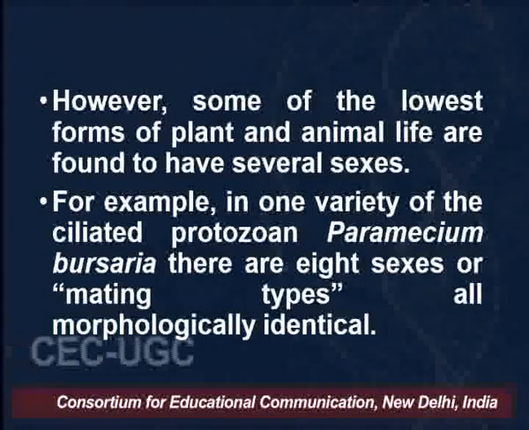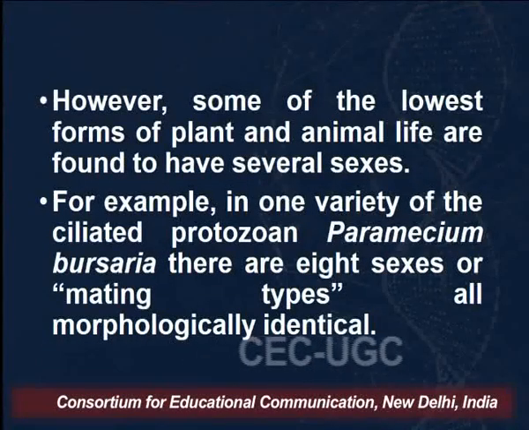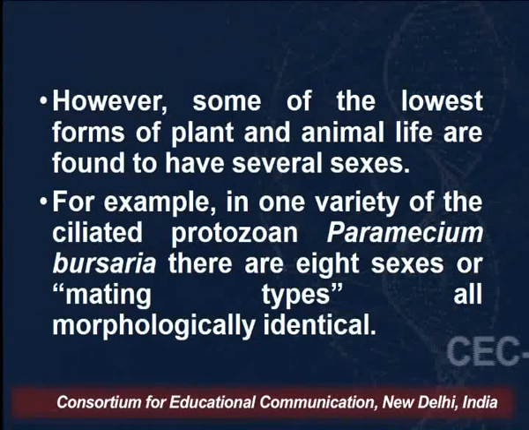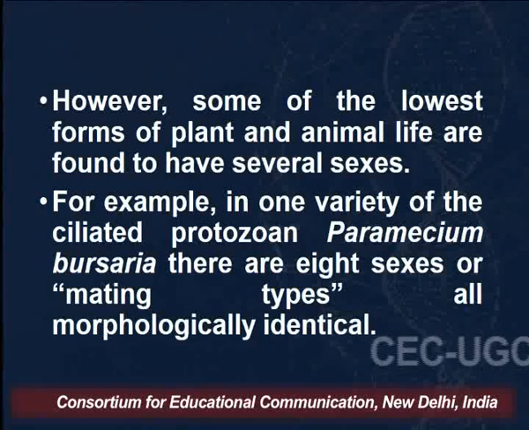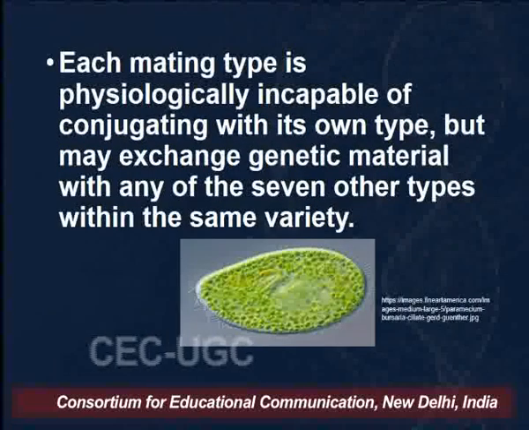Some of the lower plants or the lowest forms of plant and animal life for that matter, they are supposed to have many sexes. Let us take an example of one variety of a ciliated protozoan, which is Paramecium bursaria. Imagine it has 8 sexes. Now we will call these sexes mating types, because we cannot morphologically distinguish any of them. As I said before, they are morphologically identical, but their behavior is entirely unique.